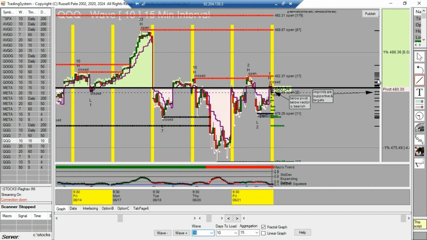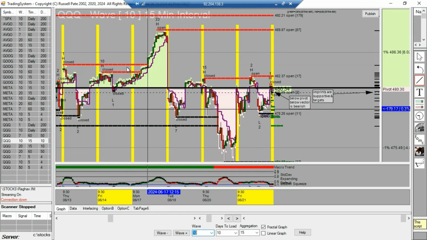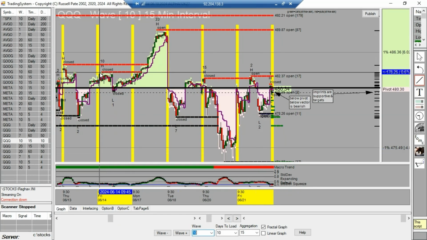Then you must be seeing these black imprints right here. Basically, these are the resistances. If we are above the pivot, it is going to work as support, and if you are below the pivot, right? So basically all these imprints are support because we are below the pivot, right? So if we get above the pivot in this particular scenario, we have all the resistance values. So where do these resistance values come from? Basically, previous highs where they reversed form a black imprint right here, or a resistance.